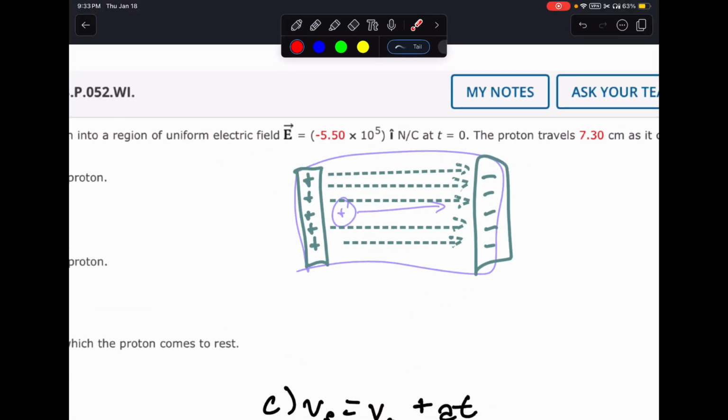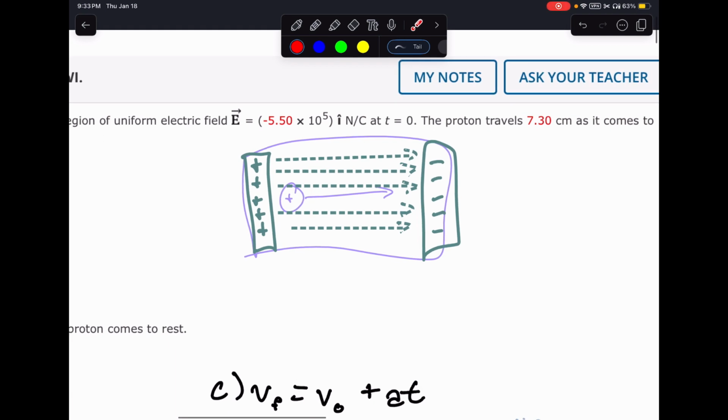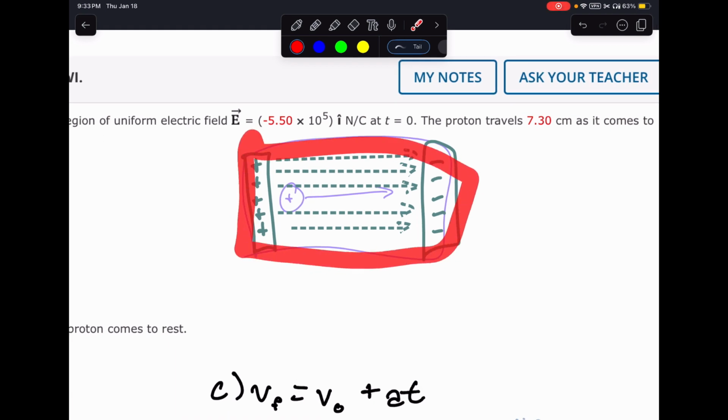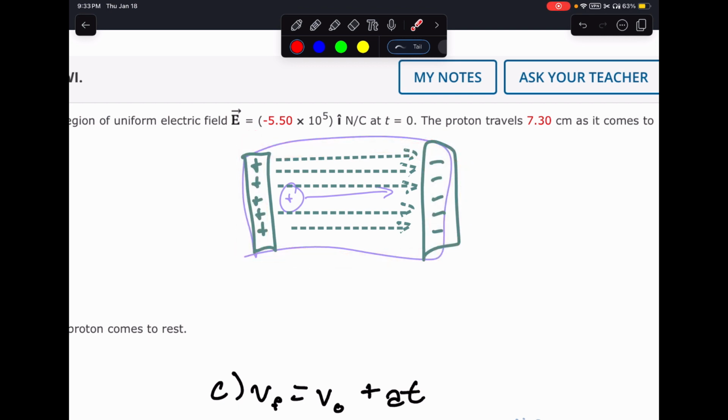So our diagram is a very bad drawing and I'm very sorry. But we have our uniform field here, positive side, negative side, and we know that in the electric field it is positive to negative, and we have a proton here, which is a positive ion, and it is going in the positive x direction this way.